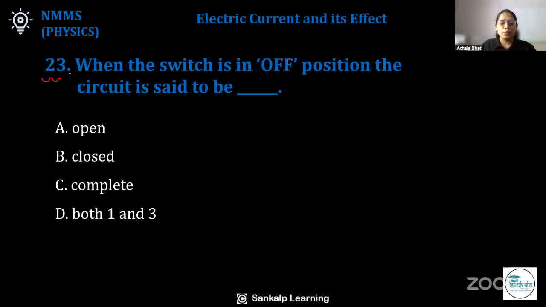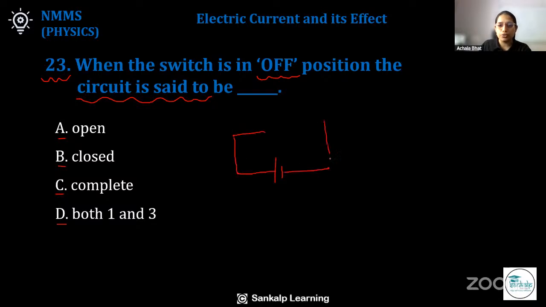Let us see question number 23 of NMMS Physics chapter Electric Current and its Effect. When the switch is in off position, the circuit is said to be open, closed, complete, D, both 1 and 3. Which one is correct? The positive and negative terminals of the cells.